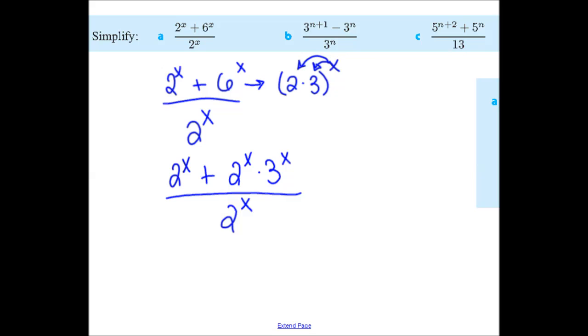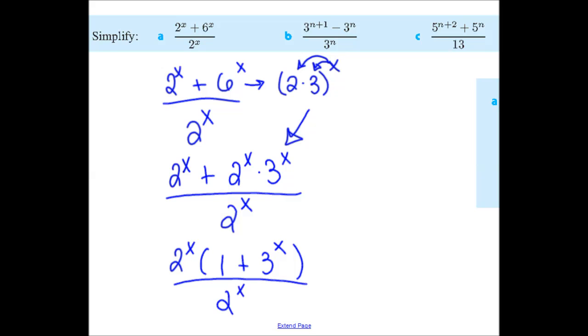Now we've got 2 to the x times 3 to the x. So we can factor out a 2 to the x from both our terms on top. And then we can cancel our 2 to the x. So we're just left with 1 plus 3 to the x as our solution.